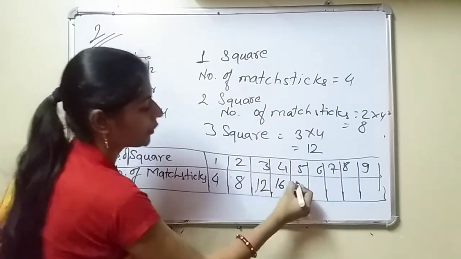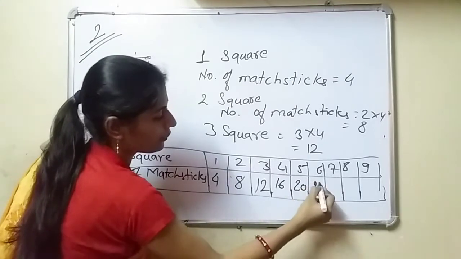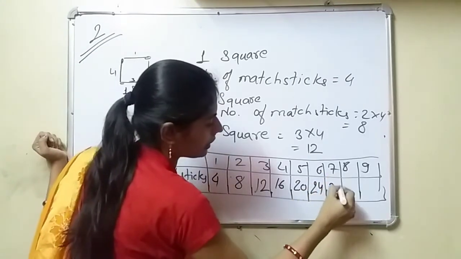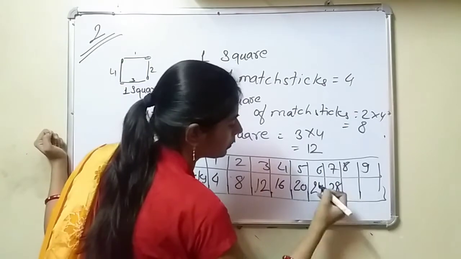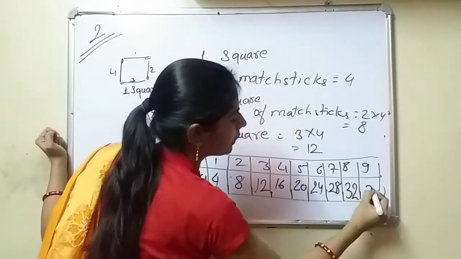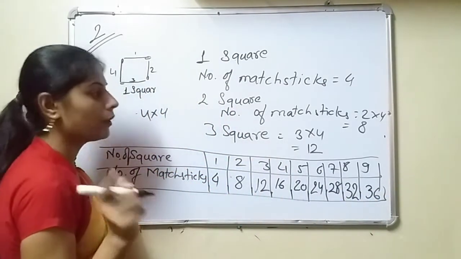Then in 5, 20. In 6, 24. In 7, 28. In 8, 32 and in 9, 36. Now how?